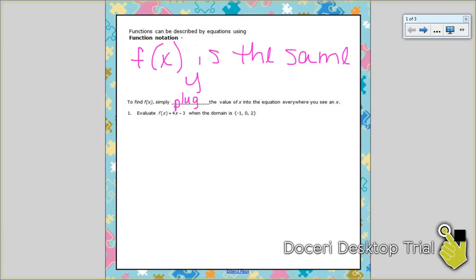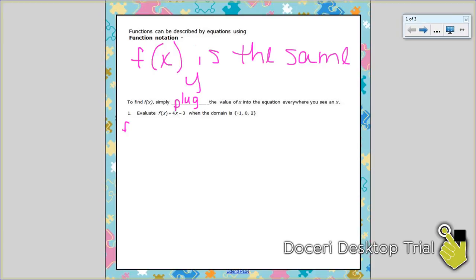So your first example, we want to evaluate that function f of x equals 4x minus 3, and they tell us that when the domain is -1, 0, and 2. So they tell us the domain, and if you'll go back a couple days and remember, domain is the x value, so they're telling you x is -1, 0, and 2. So we're going to plug it in. We're going to do this 3 times.